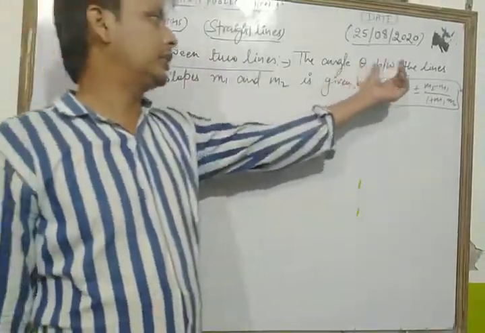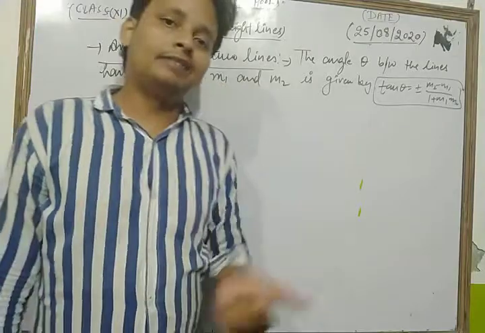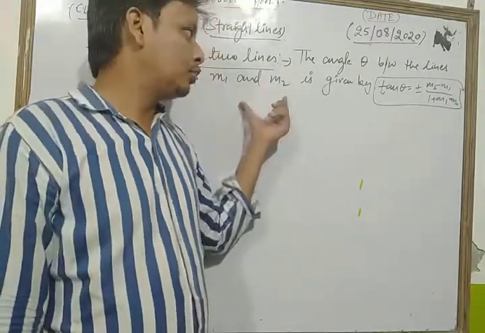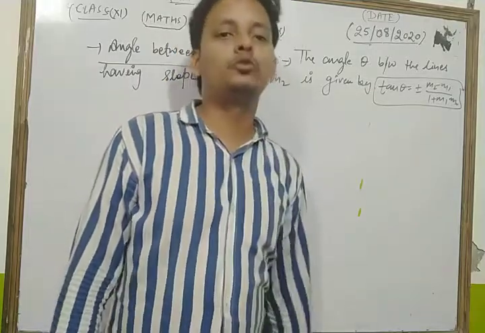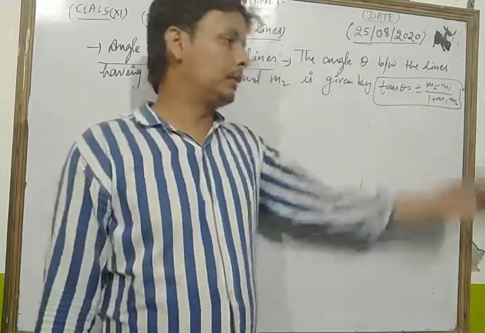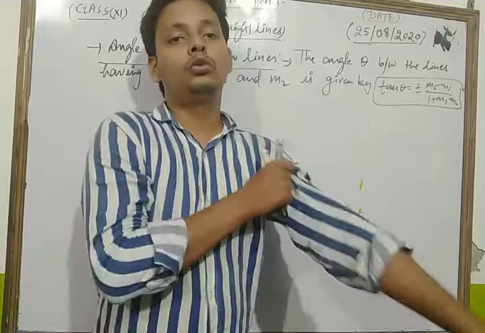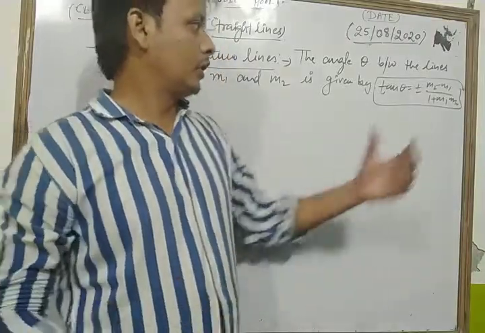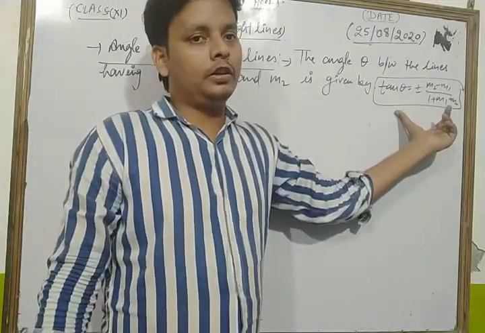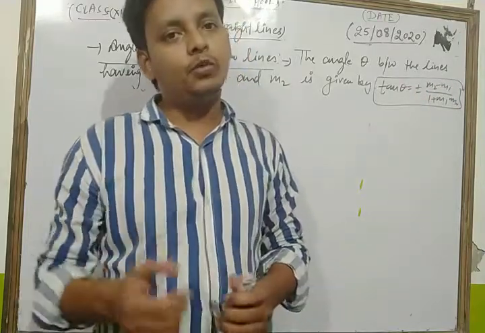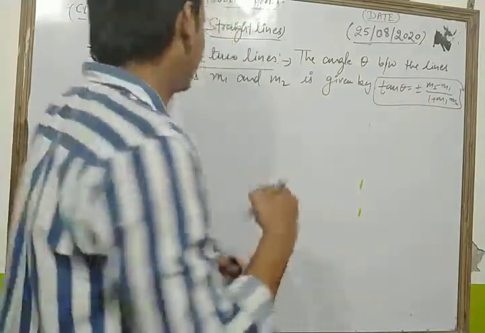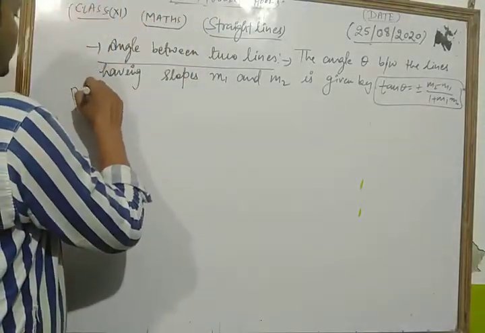Here the angle theta between the lines having slopes m1 and m2 is given by the relation tan theta is equal to plus minus m2 minus m1 upon 1 plus m1 into m2. Today we derive this formula. Let's see its proof.